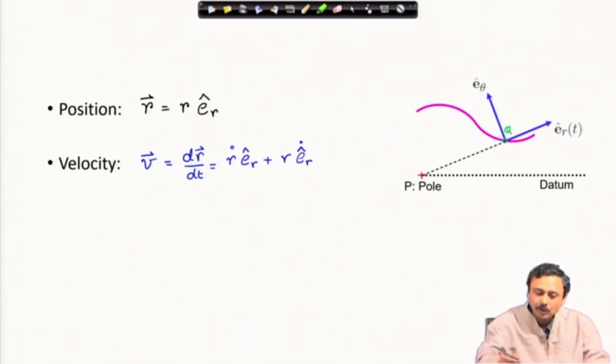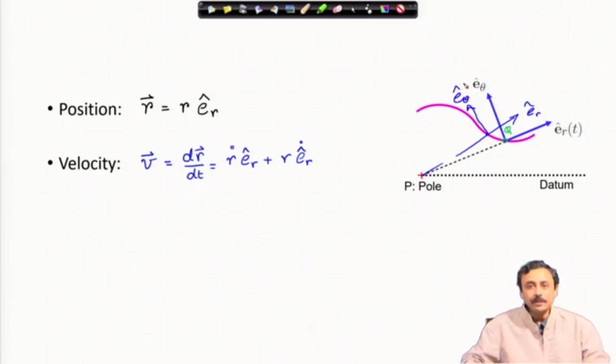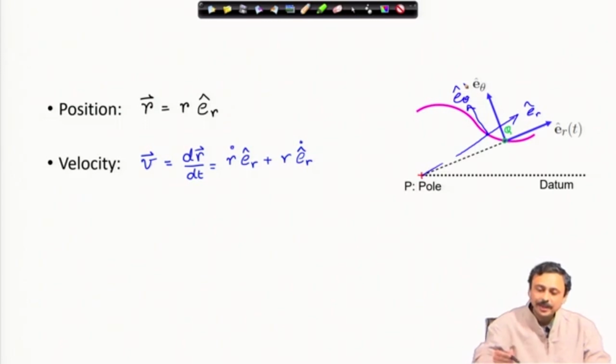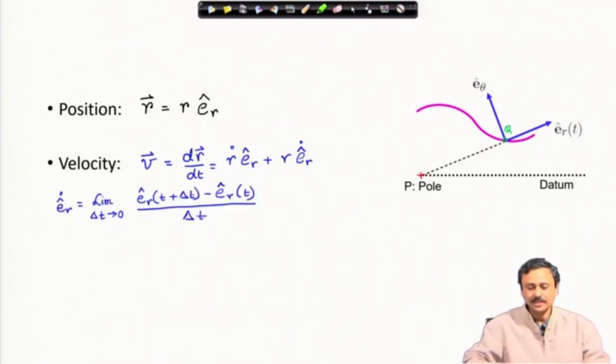Now, once again you will note that as the particle moves, the Er vector is changing direction, E theta vector is changing direction. Therefore, when I differentiate with respect to time, the frame vectors Er cap and E theta cap also will get differentiated, as I have shown you. Now, how to find out Er dot? Again, we do the same thing as we did for the tangent normal coordinates. Er at t plus delta t minus Er at t divided by delta t, limit delta t tends to 0.